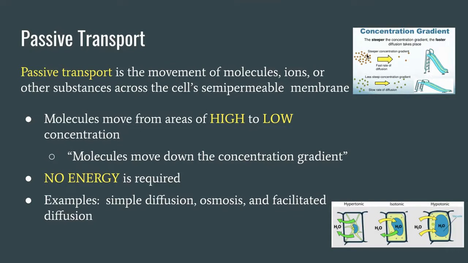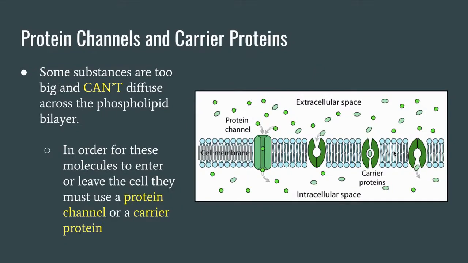You can think of this example here with the slide. We're moving down the gradient here, and it doesn't require any energy to go down the slide. The way this happens in a cell requires proteins, either protein channels like this one here, or these carrier proteins here. And some substances are just too big and can't diffuse across the phospholipid bilayer.